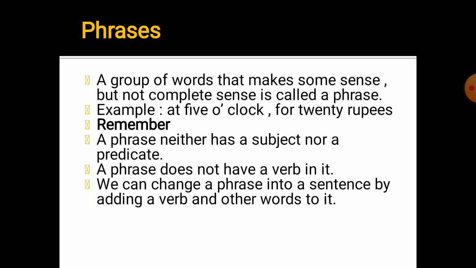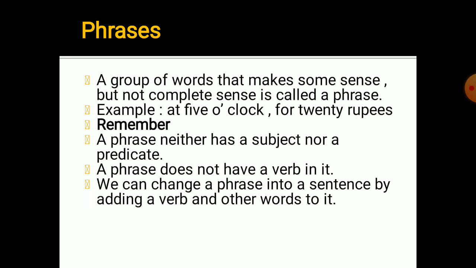Now what are the phrases? A group of words that makes some sense but not the complete sense is called a phrase. For example, at 5 o'clock. At 5 o'clock is simply a group of words. It is not telling us the complete meaning, what happened at 5 o'clock or what to do at 5 o'clock. So it's simply a phrase. But when we say, I will go home at 5 o'clock, when we added subject and verb to these group of words, then it becomes a complete sentence.